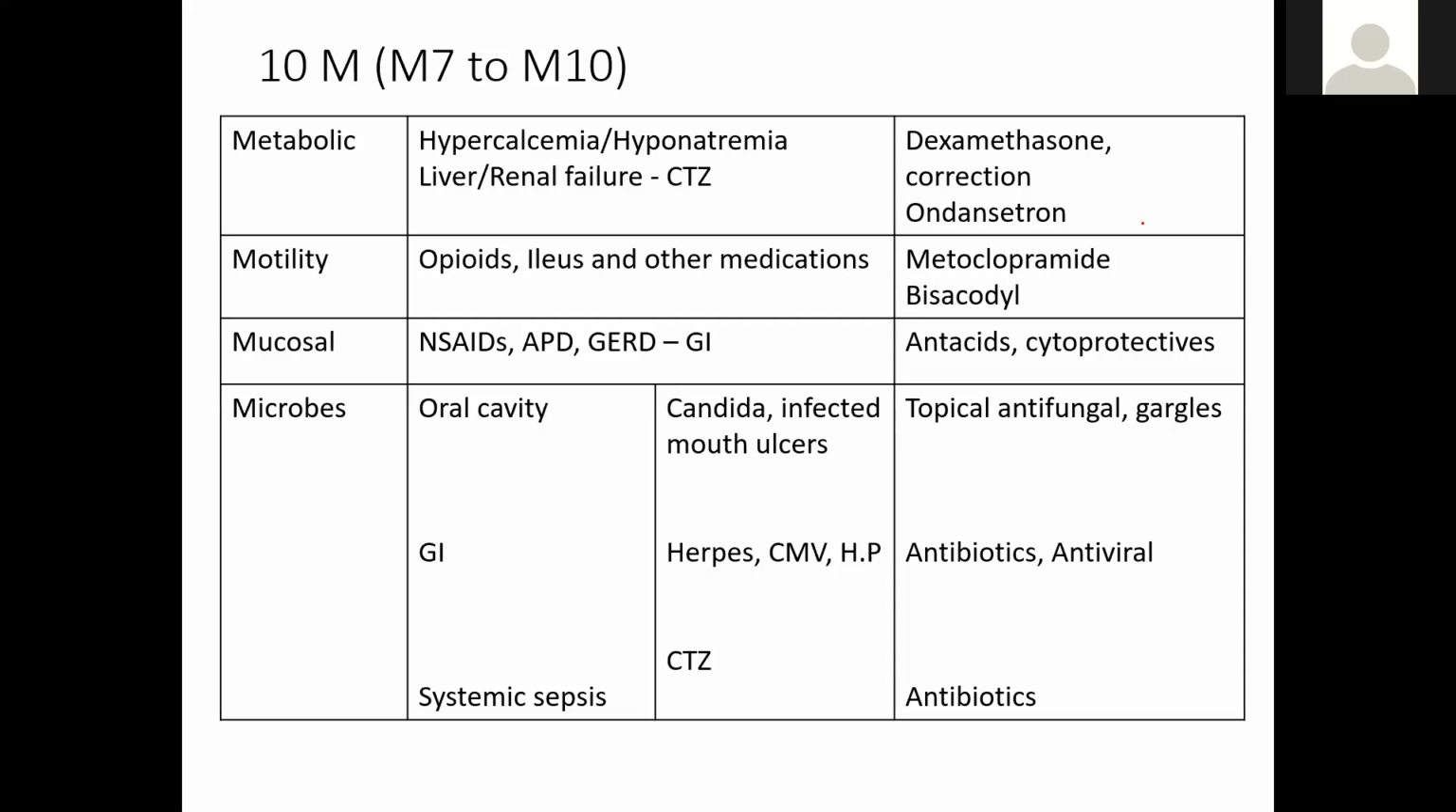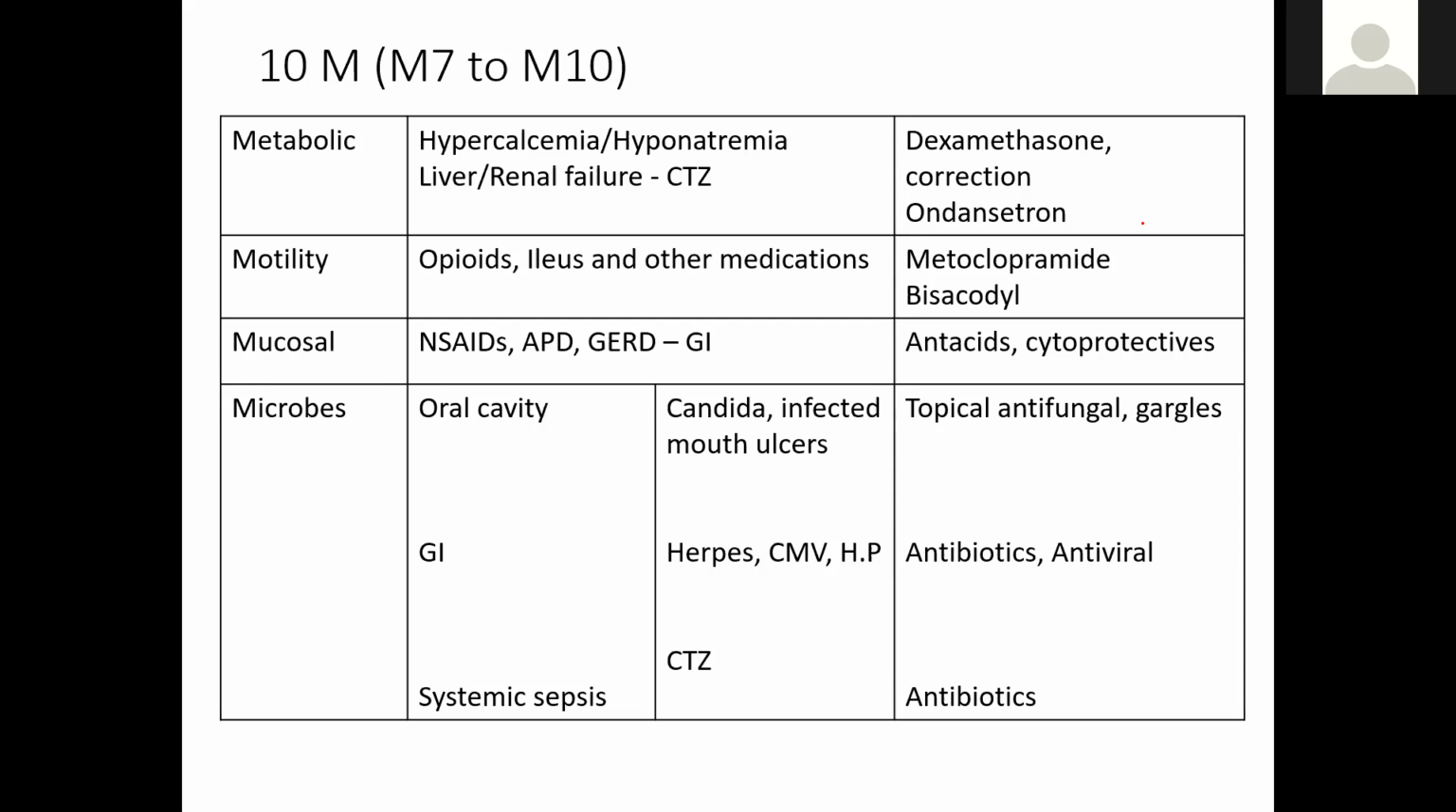And some are motility-related nausea and vomiting. Opioids, we know, will reduce the gastric motility. And there are so many medications which can cause paralytic ileus. So then we need to give something like a prokinetic, that is metoclopramide or domperidone. And there are a lot of mucosal causes. The next M, I think the second last M, is mucosal. When you give NSAIDs, we know that mucosal erosions happen, then you give antacids. The last M is microbes.